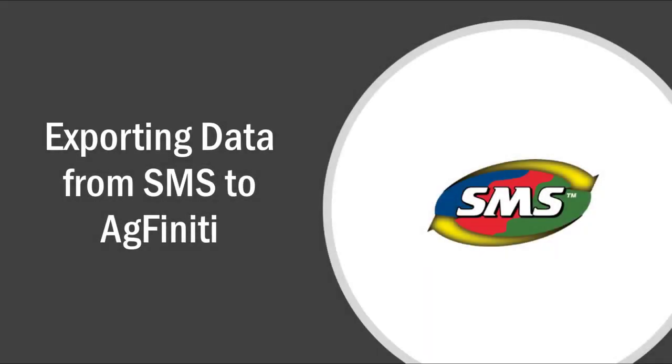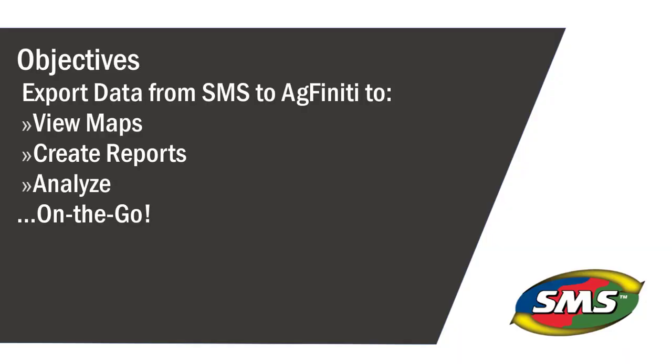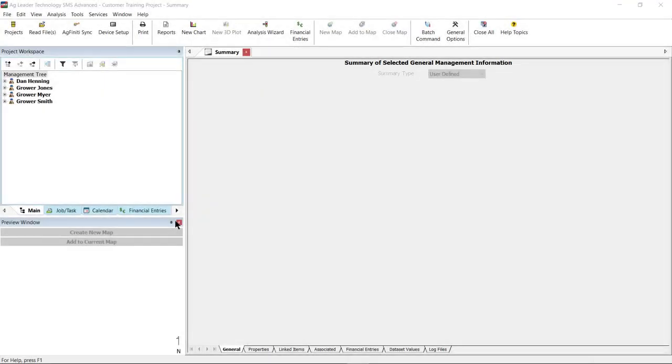SMS Desktop Software can import several data types that can be exported to AgFiniti to take your maps on the go no matter the data source. This tutorial will cover how to manually export the data from SMS to AgFiniti to view maps, create reports, analyze, and so much more. To begin, verify your SMS Desktop Software is registered to your AgFiniti account.